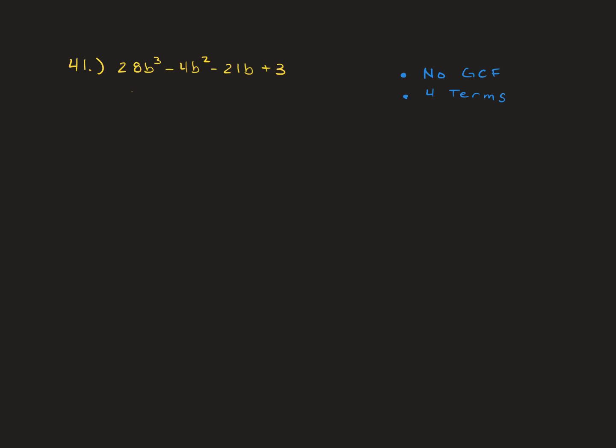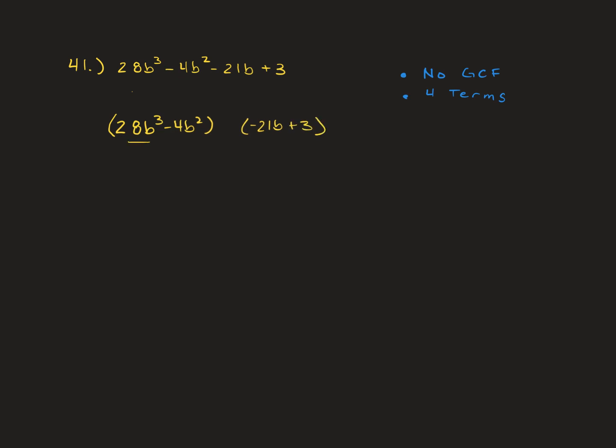So what we're going to do with grouping here is group 2 of them together and look for something in common, because all 4 of these have nothing in common. So we're going to put them into smaller groups and look for something that they have in common. Okay, so to group them, I'm just going to rewrite this here. 28b cubed minus 4b squared. I'm going to take those first two, group them together, and then take the second two, negative 21b plus 3, and group them together in two separate groups.